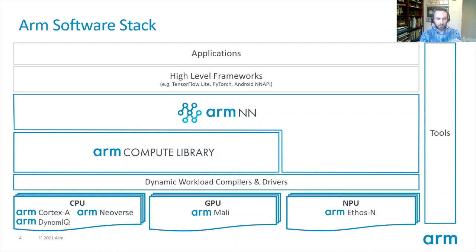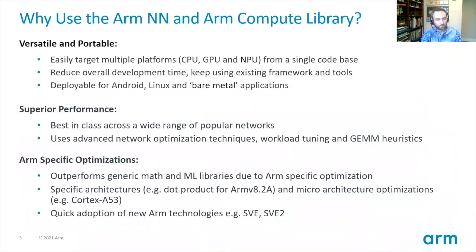Okay, so we've now taken a look at the stack. The question is, why would you use ArmNN and ACL, even though you're using an existing framework solution today? First thing to mention is that it's versatile and portable. So you can easily target multiple platforms from a single code base, be it CPU, GPU, or NPU. And this reduces the development time.